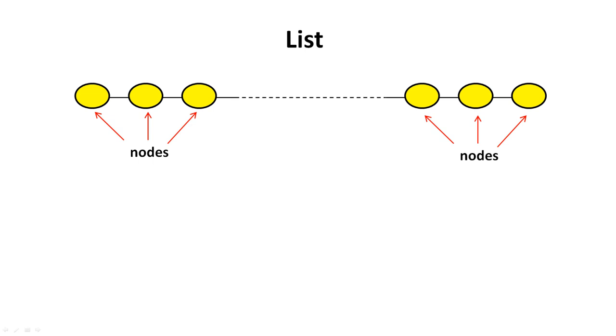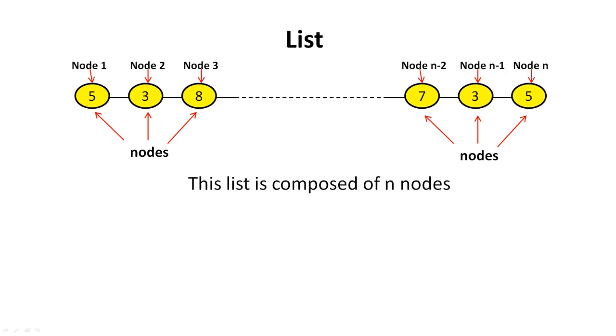When we want to remember many values, we can store them in a list. A list is a series of nodes where each node can be perceived as a variable, which means that we can store a value in each node. The list has a beginning and an end. The node at the beginning is node 1. This list is composed of n nodes. We can also call the nodes positions.